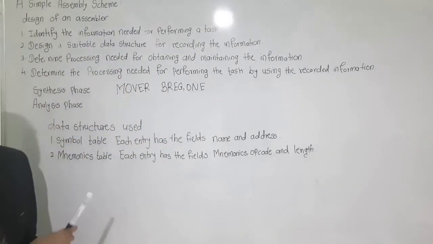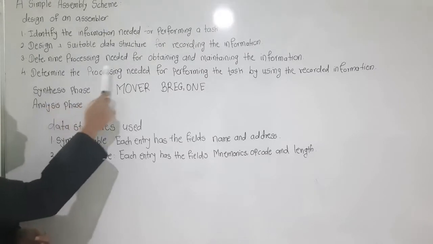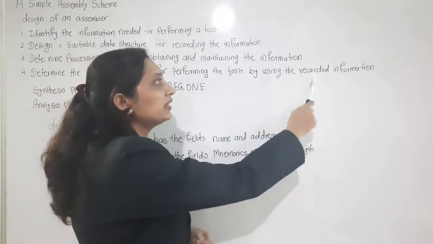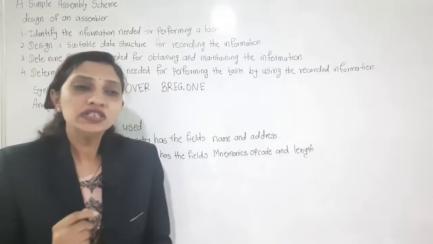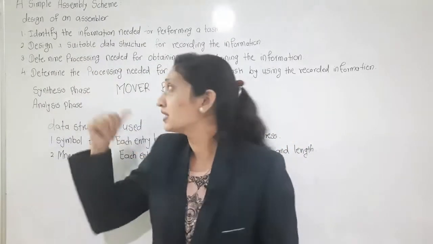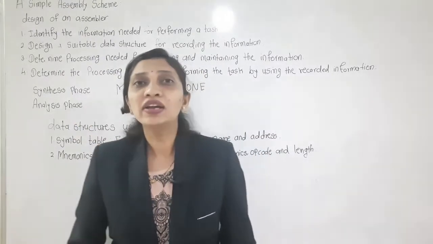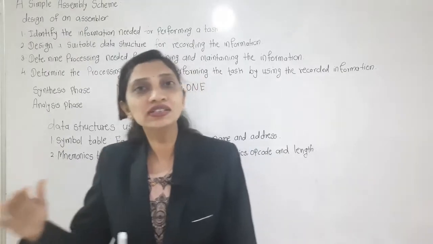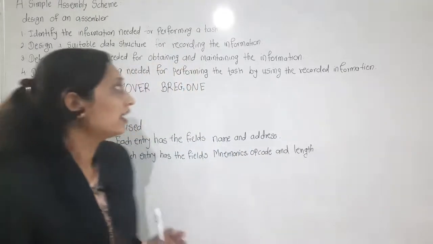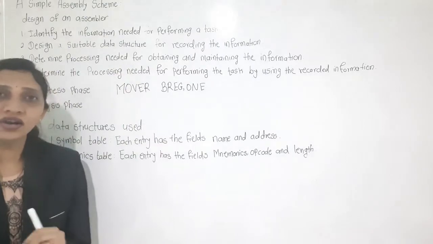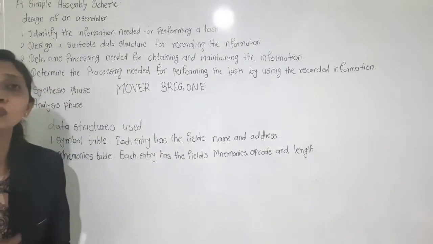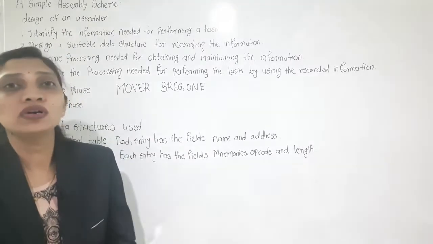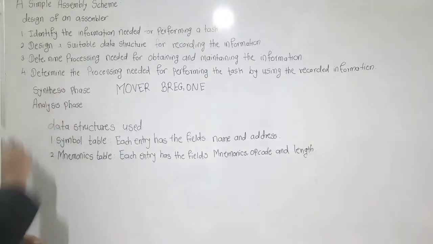And the fourth one, determine the processing needed for performing the task by using the recorded information. Means during the first, second and third step, the information we are gathering, and after that we construct a data structure. Then how to use that recorded information, means how to use that information contained in that data structure to assemble the program. This is our fourth point.